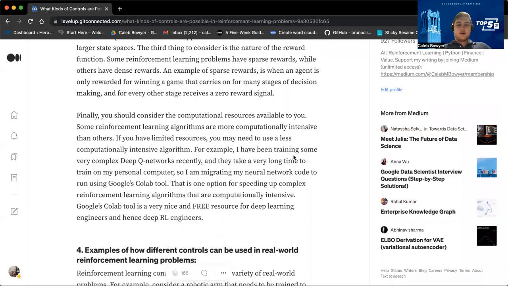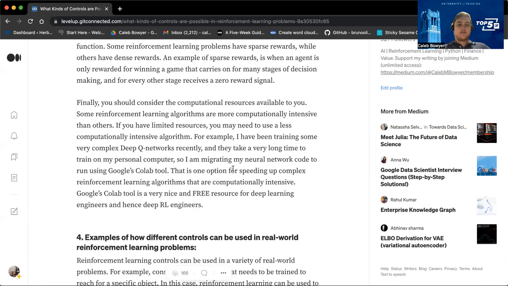For example, in my own research, I've been training some very complex DQNs recently, and they take a very long time to train on my personal computer. So I'm starting to migrate some of that neural network code to run on Google's Colab tool. This is one option for speeding up complex, computationally intensive RL algorithms, that is, to get access to more GPUs. Google's Colab tool is a very nice and free resource for deep learning engineers and hence deep RL engineers.